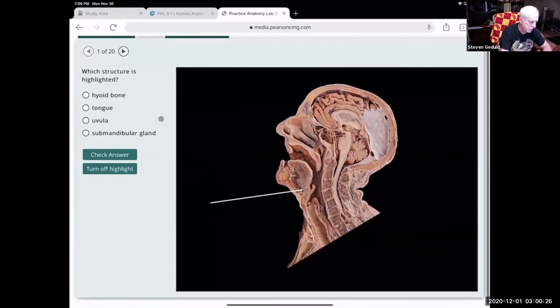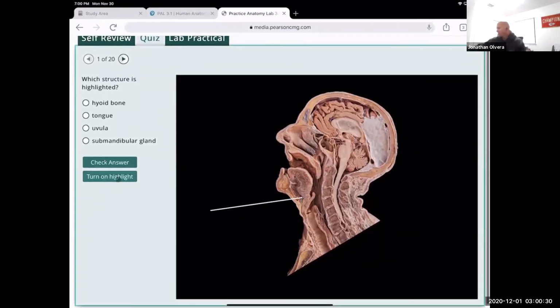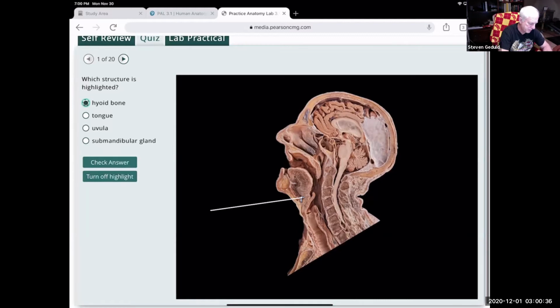Okay, so what structure is highlighted there? Hyoid bone. Looks like a little bone right there. That would be the why can't I mark it? There we go, hyoid bone. Okay, perfect.